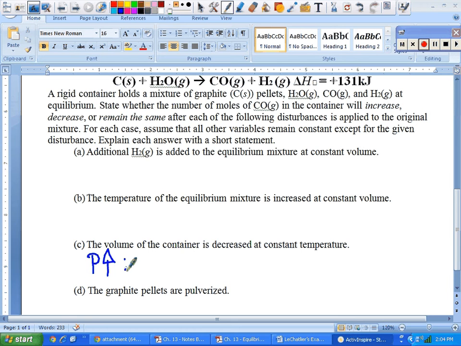To the fewest moles. Now, here's the deal. We've got to figure out the fewest moles. If you look at it as it stands, if you include the solid, they're even, right? Well, solids cannot produce pressure, so you have to get rid of it. So how many moles do you have on the left? 1. How many do you have on the right? 2. So what way are we going to shift? We're going to shift to the left, so we're going to have a reactant shift.